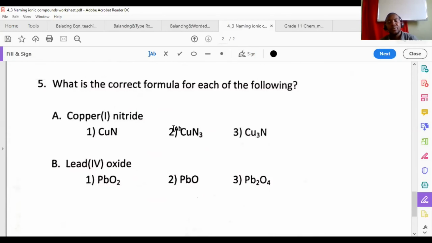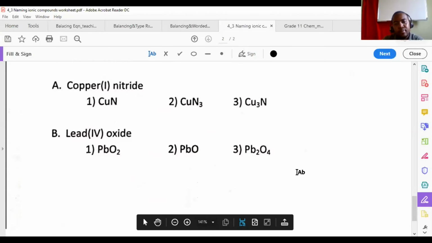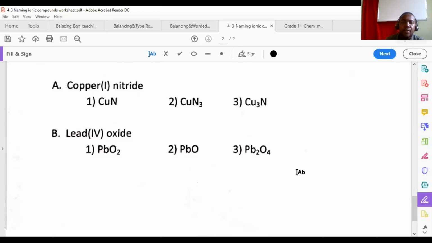Copper 1 nitride, which one of these would it be? Cu3N. Cu3N, great. And lead 4 oxide would be? PbO4. No, PbO2. PbO2.